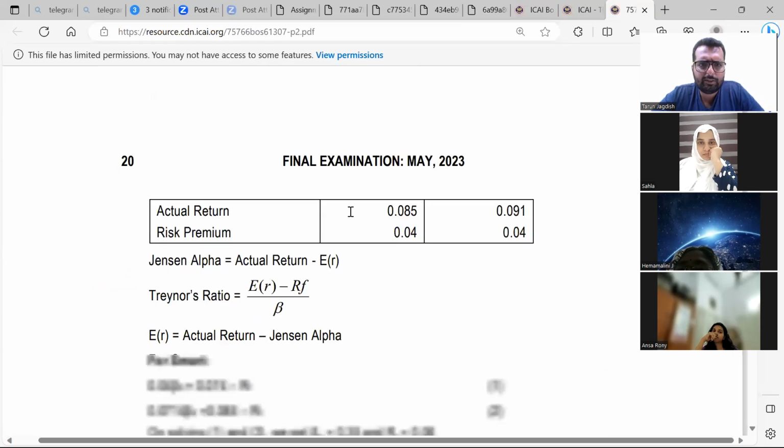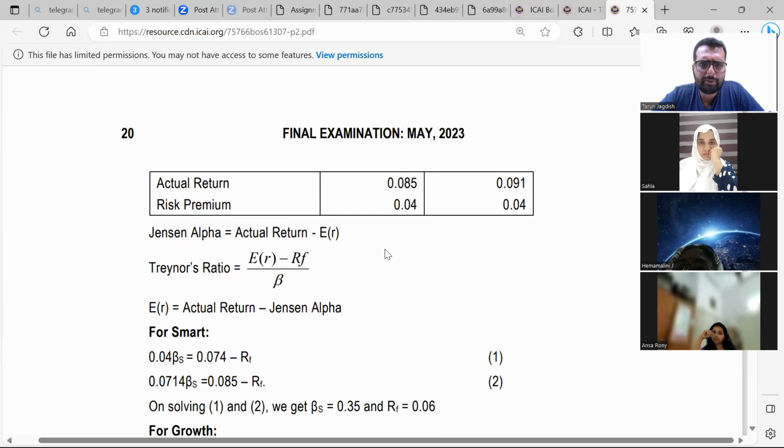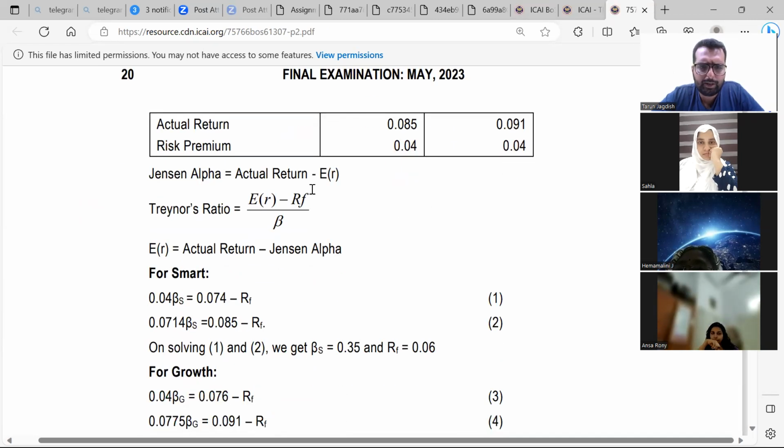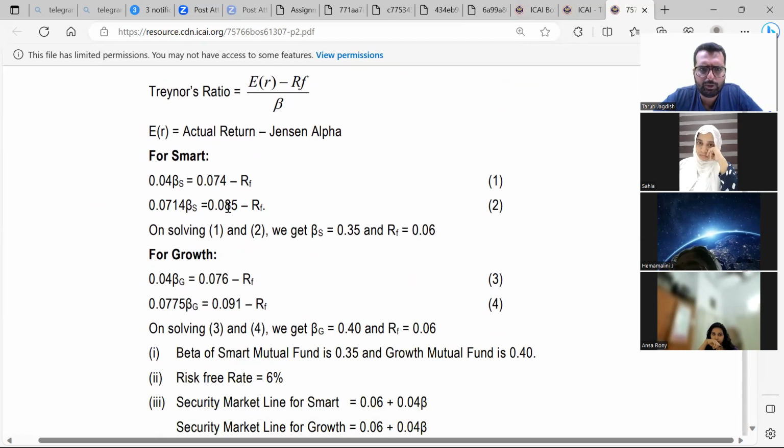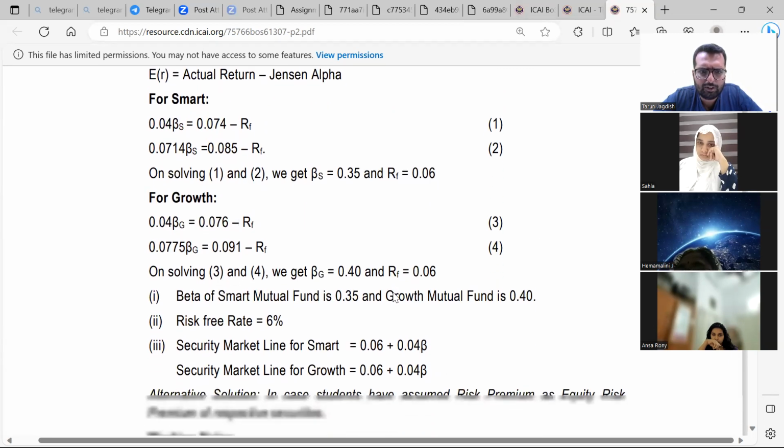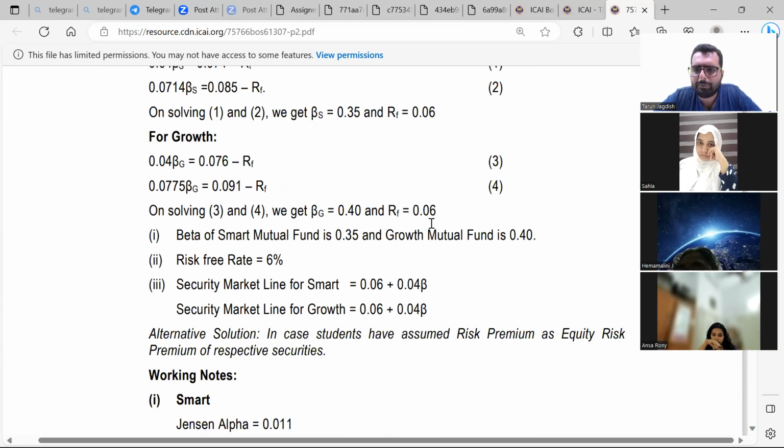Okay, Jensen's alpha, Treynor's ratio is given. From this, you get the risk premium. Then, based on the risk premium, you can use the Jensen's alpha formula that is given. So you do a backward working using Treynor's ratio and you get the beta. Beta calculation is not very easy, I think. And then for growth, you get it in the same way. You make equation 3 and 4 and then you solve it.